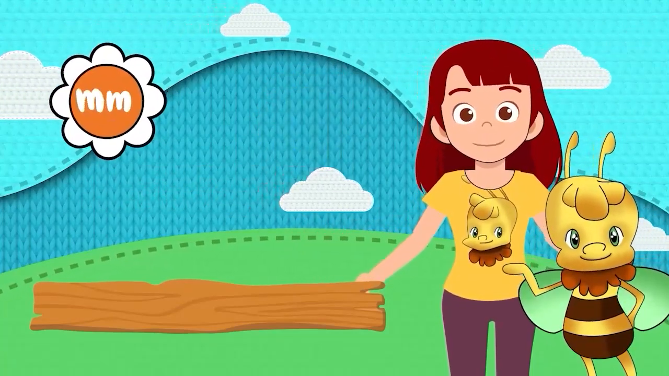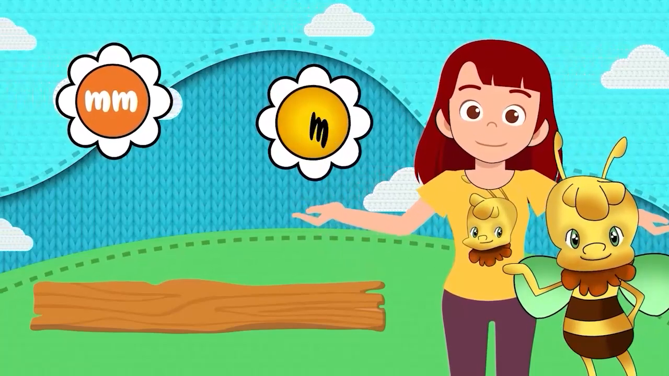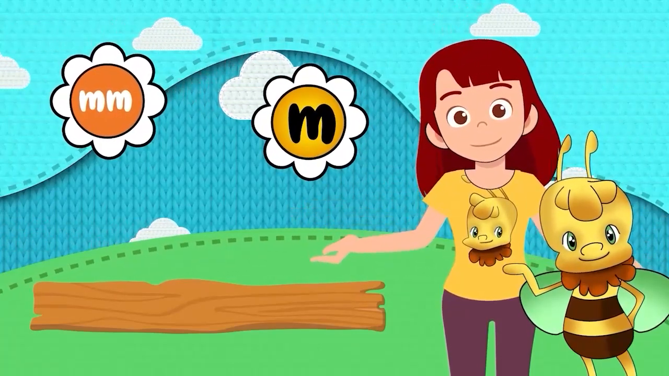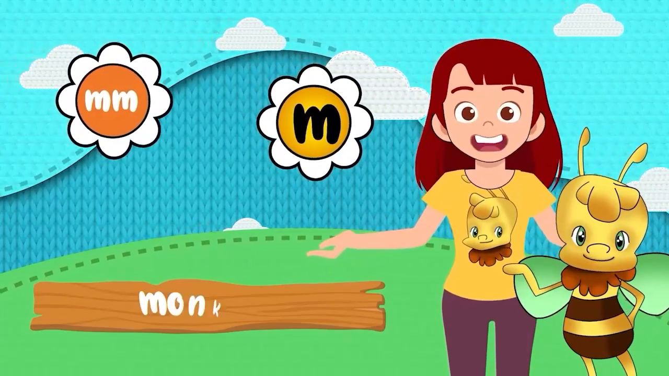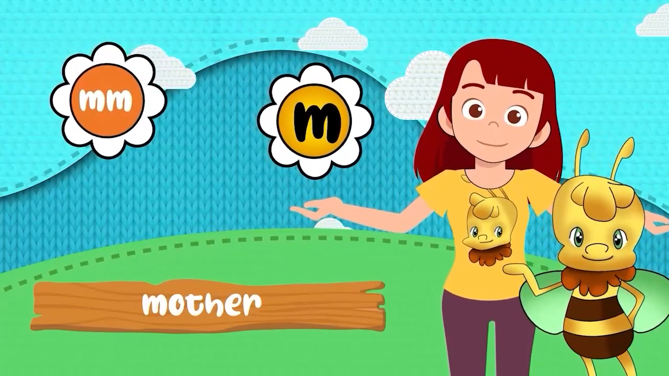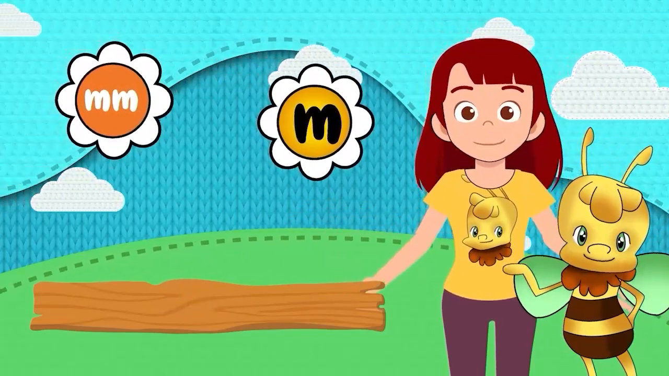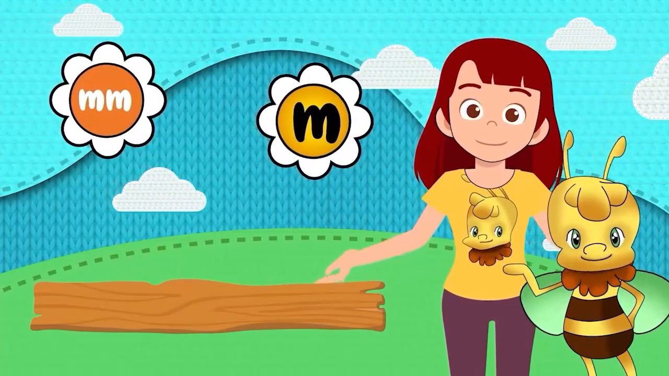We get the sound M from the letter M. We use the sound M to say words like monkey, mother, and Mary. Practice saying it again. M. One more time. M.